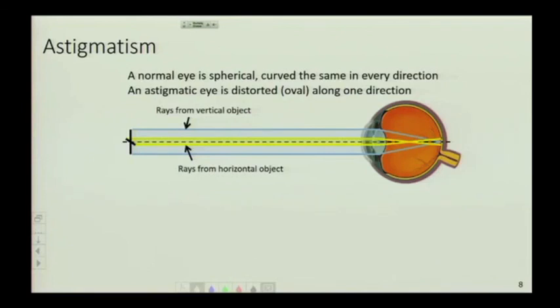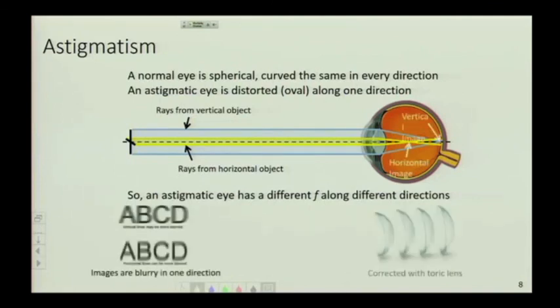It's not very serious. The only problem is that you see things double. You see a double image. That is to say, the different images formed, you typically see blurry images, double images like this. The way you correct this is by putting in a lens that is also not symmetric, and it has the correction in the right direction. So slightly different focal length in different directions.